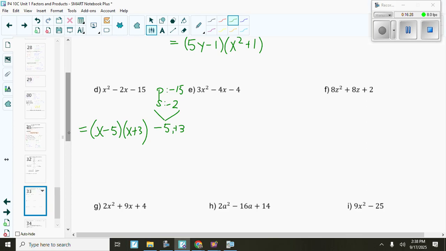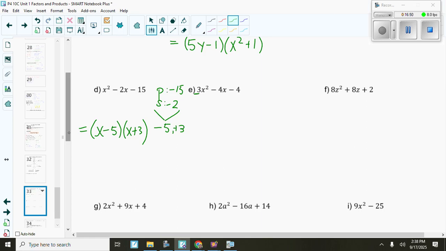Now, E. I first pass it through my greatest common factor filter. Can I take a GCF out? No. It has 3 terms. There is a number in front of the x squared, so that means it's complex.